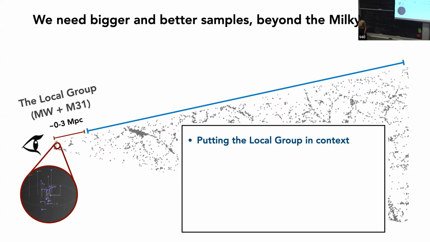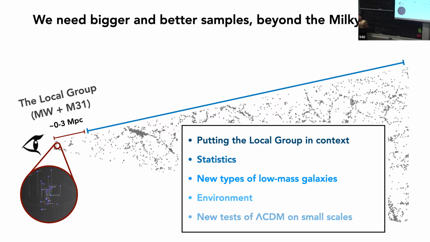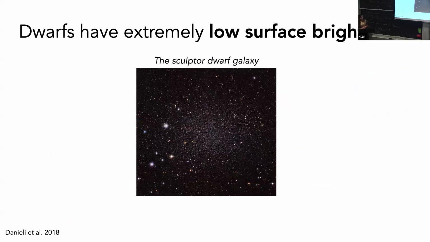Thanks. Okay, perfect. So, for any interpretation of the Local Group and the Milky Way and M31, we want to have a bigger context. Also for increasing the statistics, finding new types of low mass, low surface brightness galaxies that do not exist in the Local Group. Understanding what the environment is doing, this is a crucial point, this is hard. And also potentially enabling some new tests of lambda CDM by finding all of these other things. And I'll give examples for some of them.